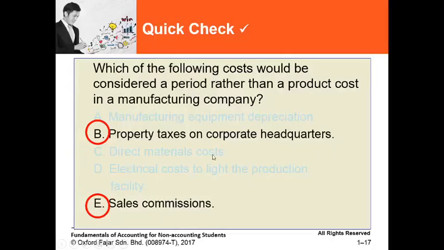Direct material cost is a manufacturing cost, which equals a product cost. And the electrical cost to light the production facility is a manufacturing overhead cost, which goes under product cost just now. And then sales commission is under selling cost, which is under period cost just now. So the answer is B and E.